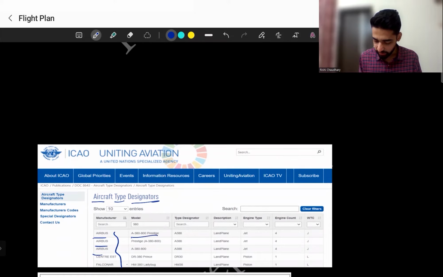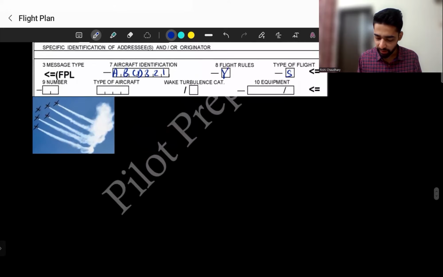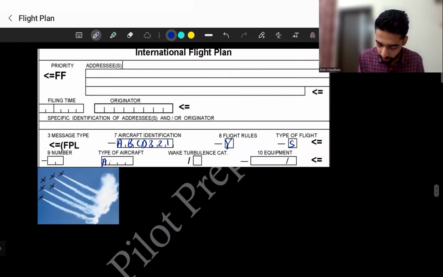You can see Airbus 380 800 Prestige. Type designator is A388. So my code will be what? It will be A or Alpha 388. Okay, now this is how we fill.